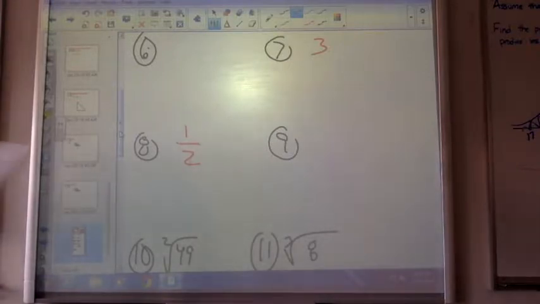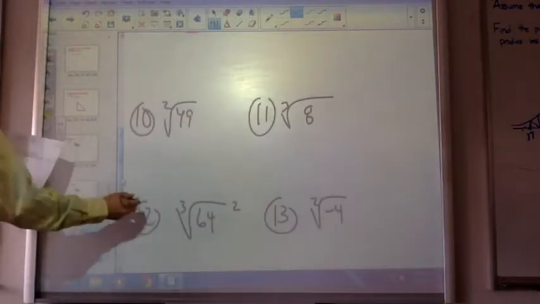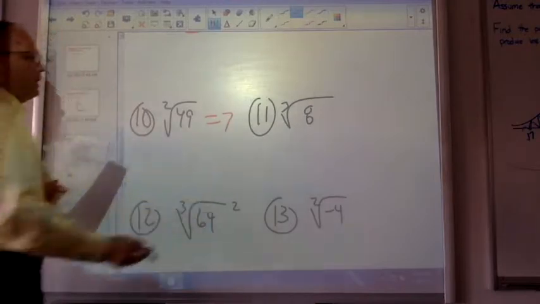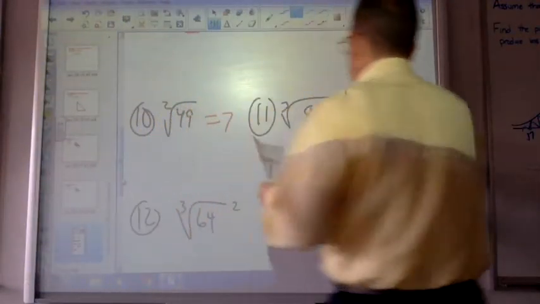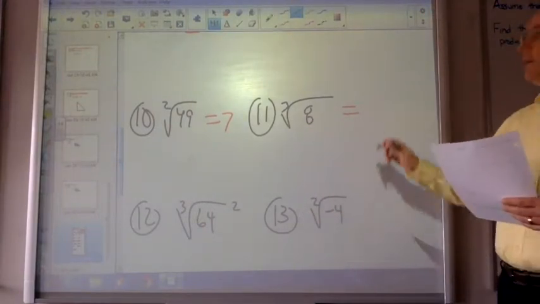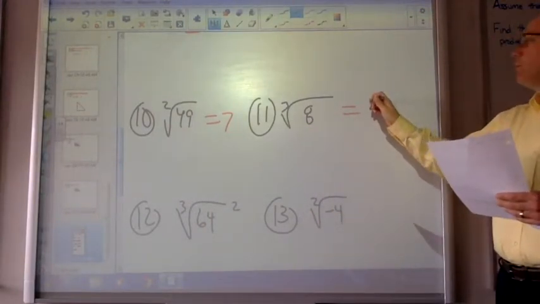Okay, number 10. They just want the square root of 49. That's equal to 7. Number 11. What's the third root of 8? What times what times what gives me 8? 2.